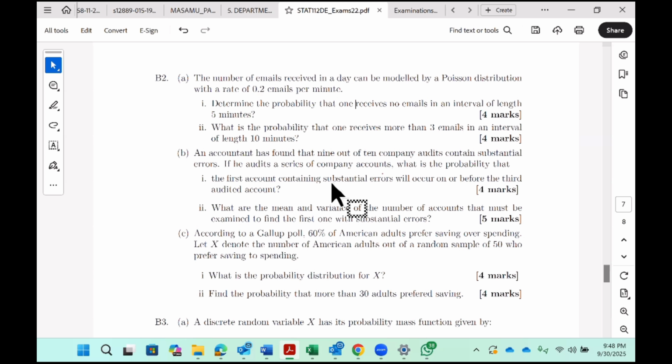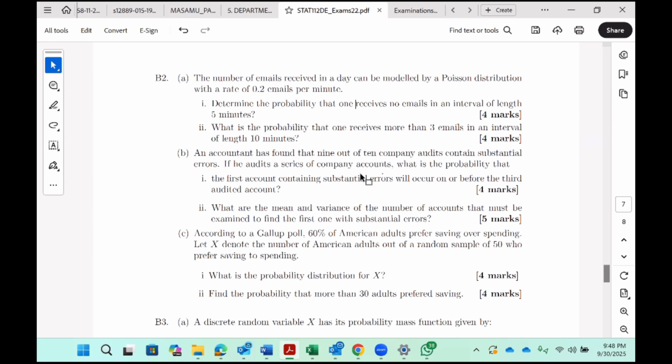So first, B2A, we are dealing with Poisson distribution. Remember, we have been told that our emails are written per minute. So the rate is 0.2 per minute. So now, if we have to find in the interval of 5 minutes, then we have to convert our rate to 5 minutes. So what do we do? We multiply 0.2 by 5. That will give us per 5 minutes. Then use that to calculate your probability.